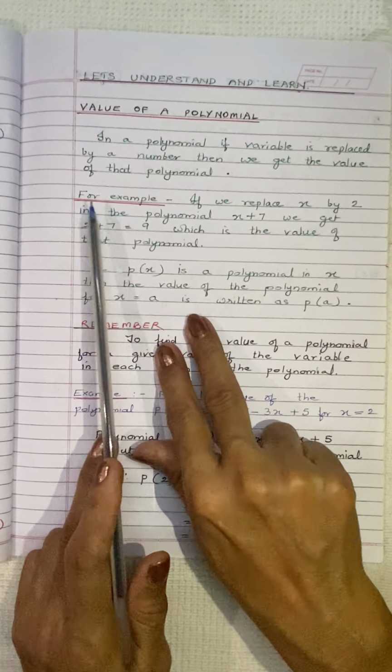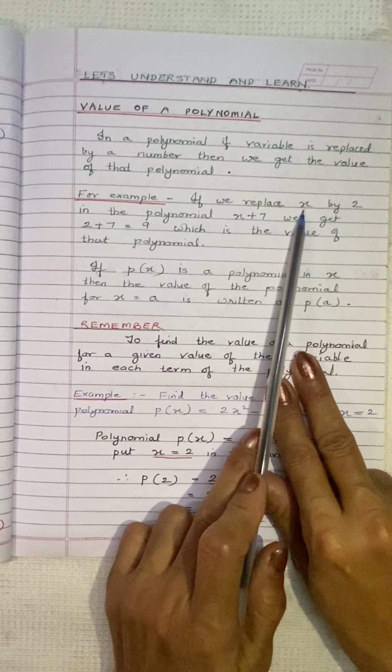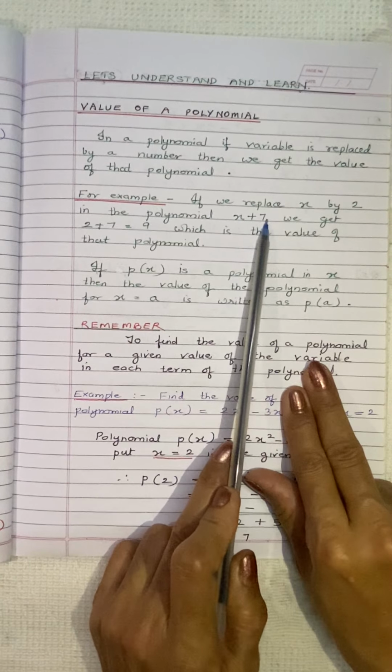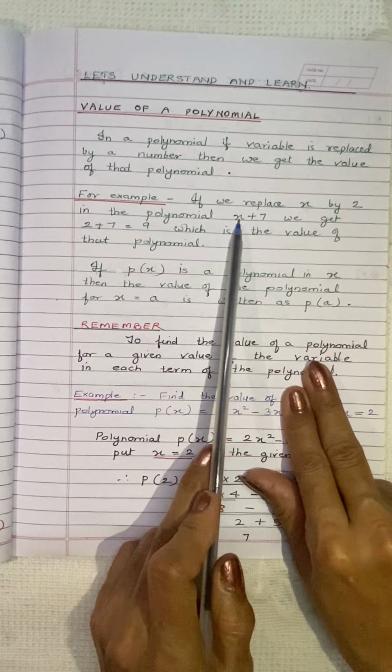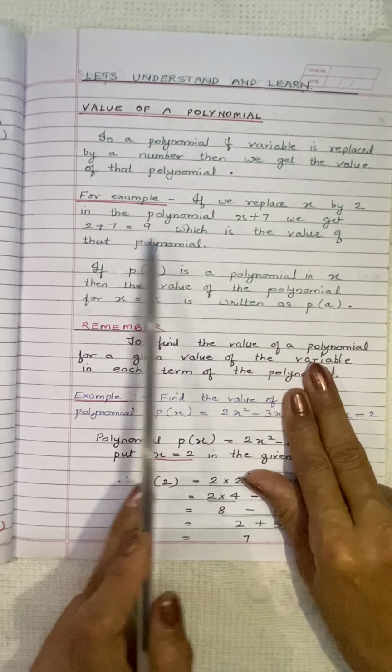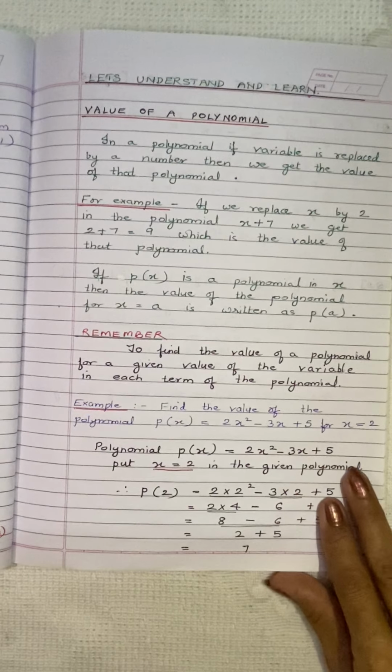Let's understand this. For example, if we replace x by 2 in the polynomial x plus 7, we get, now we are replacing this x by 2. So we get 2 plus 7 is equal to 9, which is the value of that polynomial.